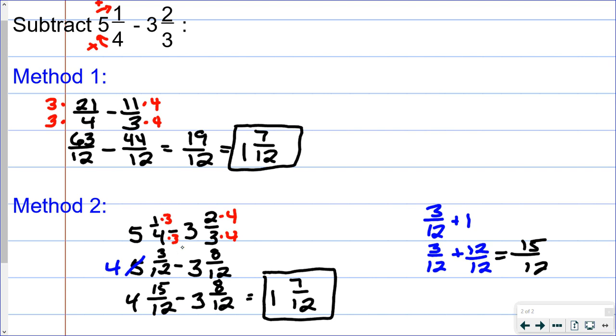Now, if this number, this 3, had not been smaller than the 8, I wouldn't have had to do this borrow trick. So the only time you have to do this borrow is if this number is smaller than this number. So again, what I always recommend to my students is, you should learn this if you can because it's easier, but this method is foolproof. It's always going to work. This method, you've got to be careful. You've got to watch out for things.